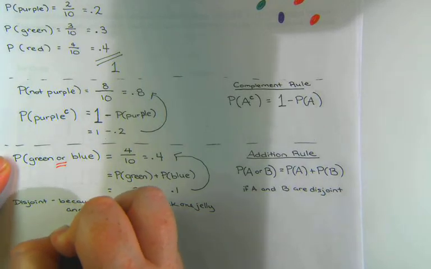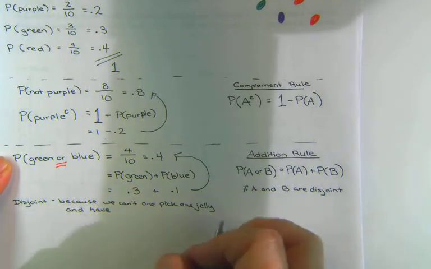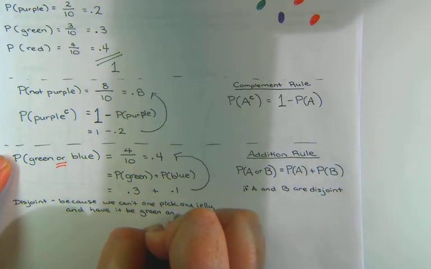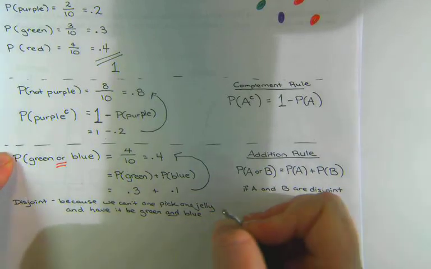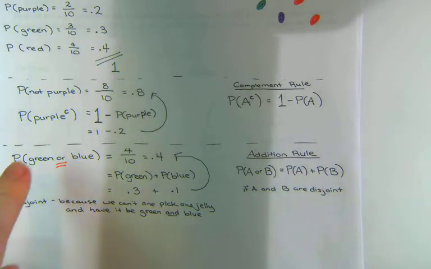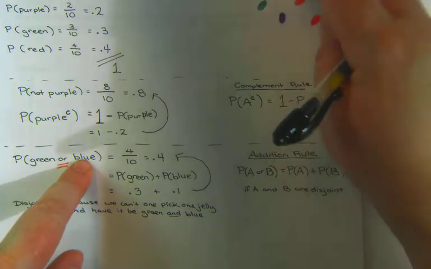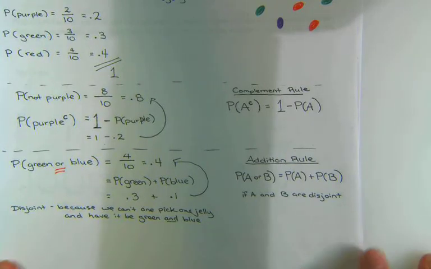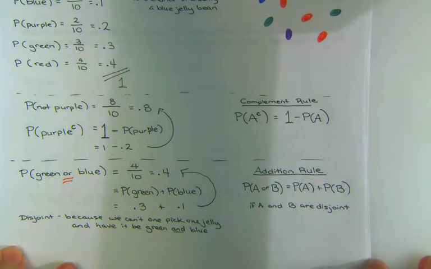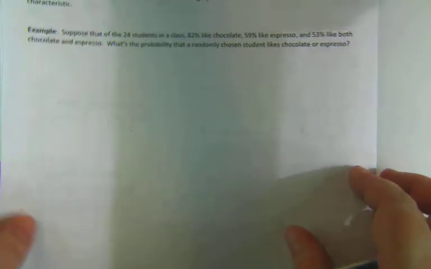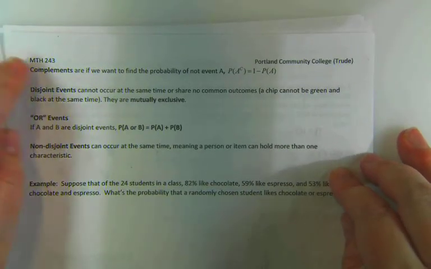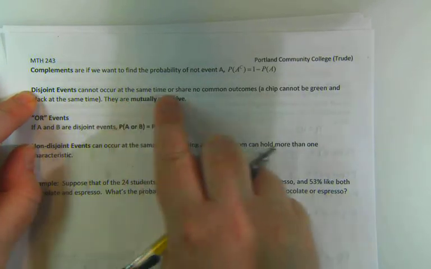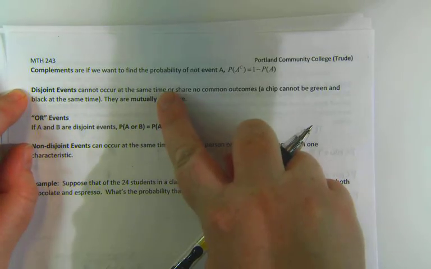The idea being here, these events are disjoint because we can't pick one jelly bean and have it be green and blue at the same time. So we can't have both of the events occurring at the same time. It's either going to be green or it's going to be blue. It's not going to be some swirl of the 2 colors. So these are the main rules that we want to cover.